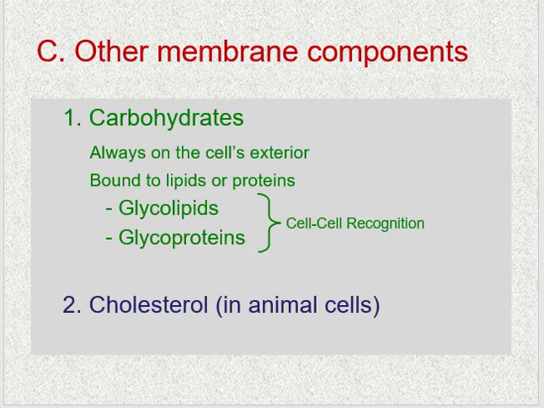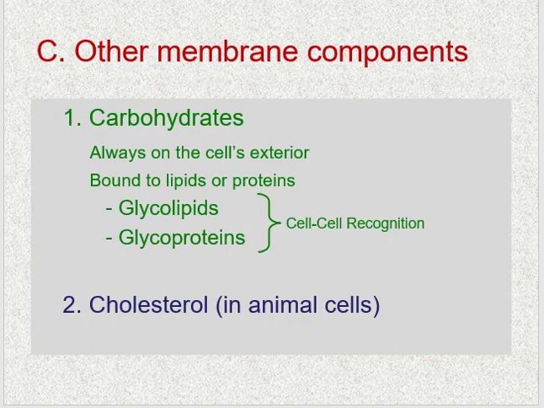In addition to lipids and proteins, the plasma membrane's third major component is a carbohydrate. Carbohydrates are always on the cell's exterior surface and are bound to either proteins or to lipids, forming glycoproteins and glycolipids respectively. These carbohydrates will form specialized sites on the cell surface that allow cells to recognize one another.